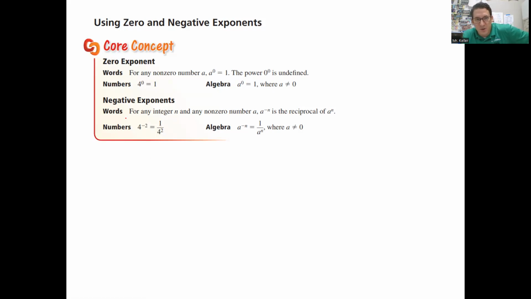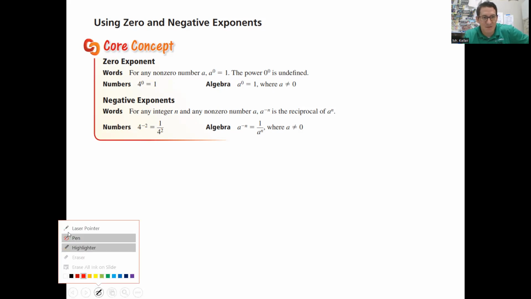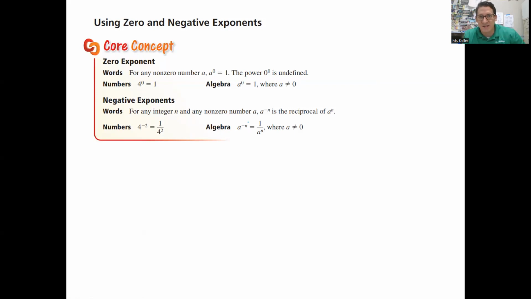So here's a good example. If you have 4 to the negative 2, it doesn't make it negative 16. It takes the reciprocal, so it makes it a fraction with the 4 on the bottom, and then the exponent becomes positive. Here's another example, just in simple terms. Make a fraction, then the exponent becomes positive.